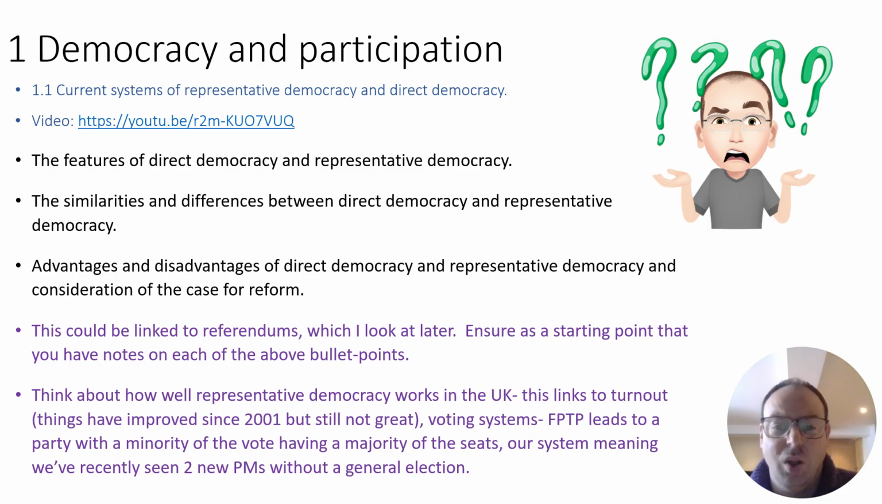Our system of representative democracy in the UK has meant that in recent times we've had 2 new prime ministers without a general election. So you have a party leader and a prime minister who has a lot of power, but they're not directly elected in the way that, for example, a president is in the US. And that causes a number of issues. So there are problems with representative democracy in the UK.